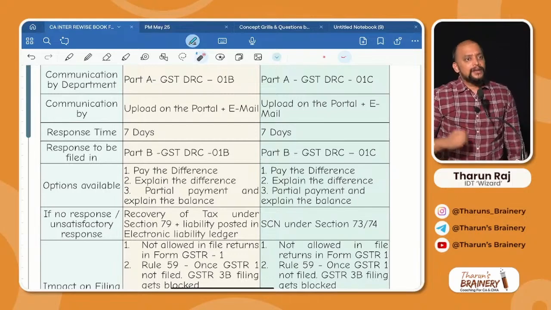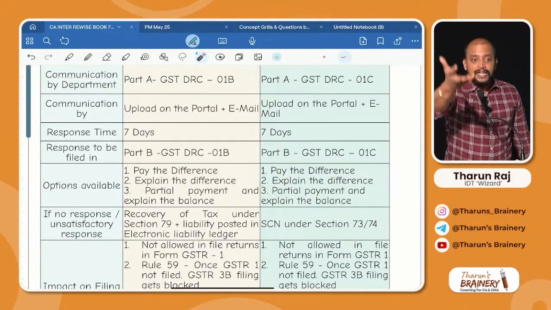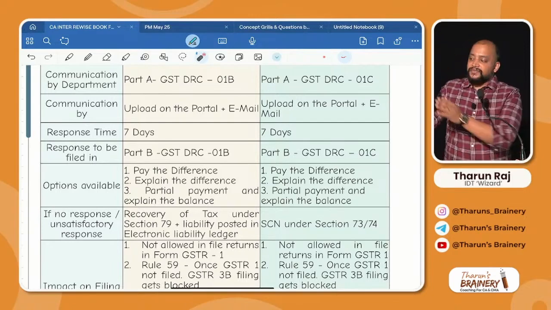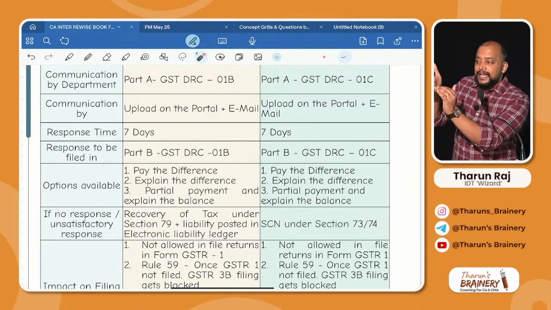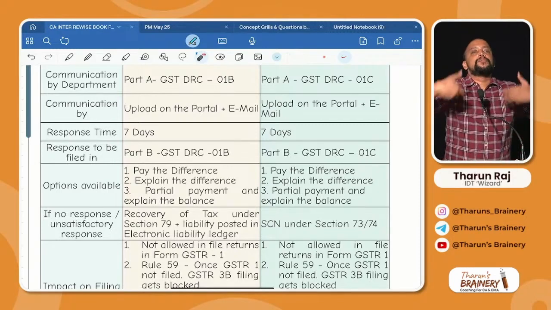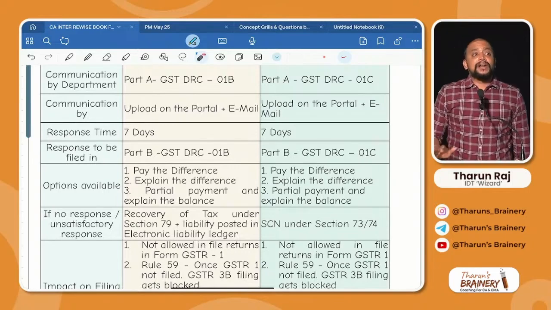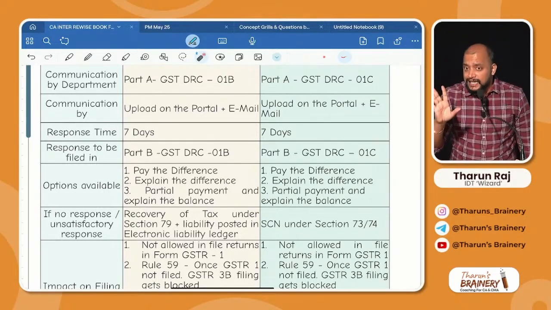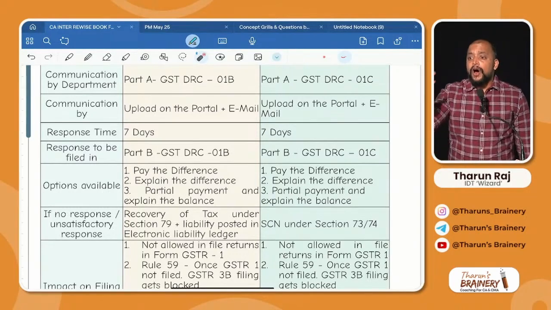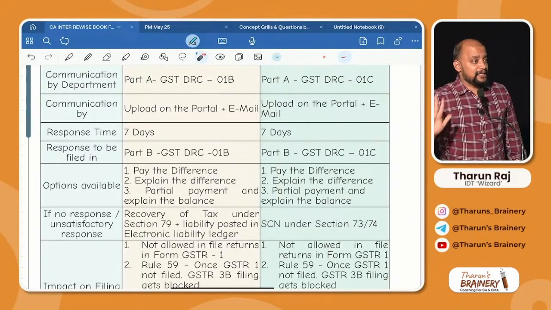And the third reason, what is the third reason? Wrongly you have availed and you have reversed, and again you are re-availing. So you will show them, sir, first I availed in 3B, then I reversed in 3B, now I am re-availing. So you produce that evidence, that is the reply, if it is a genuine case. Otherwise, if you have taken ITC in excess, pay that. Either give the reply or pay the difference, or partly give the reply and partly pay the difference.